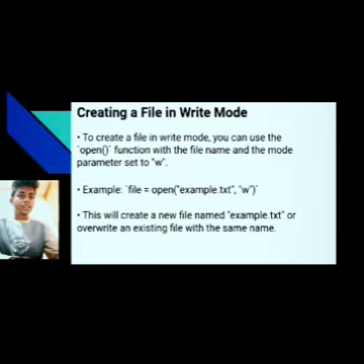Creating a file in write mode. To create a file in write mode, you can use the open function with the file name and the mode parameter set to W. Example: file = open("example.txt", "w"). This will create a new file named example.txt or overwrite an existing file with the same name.